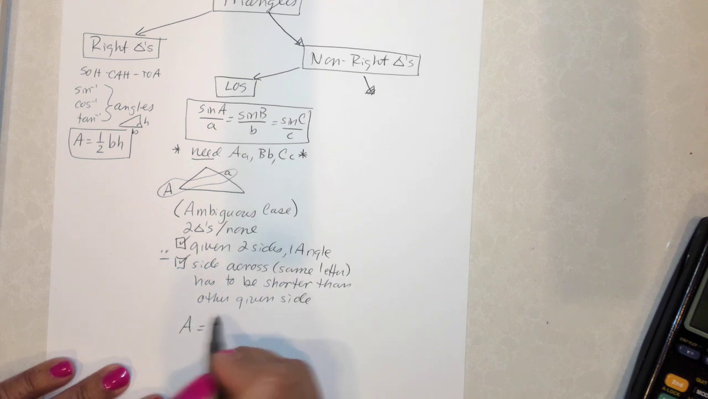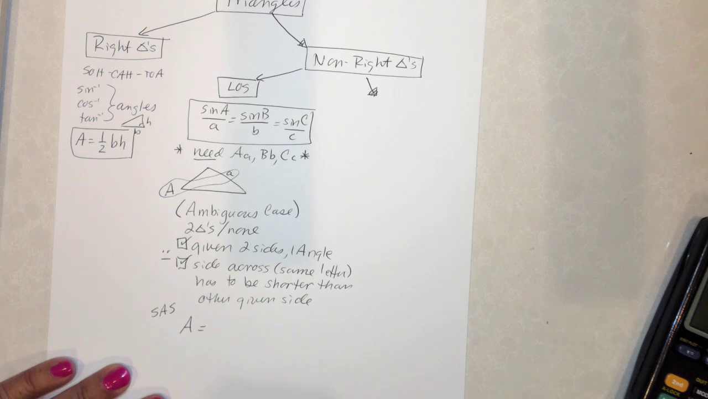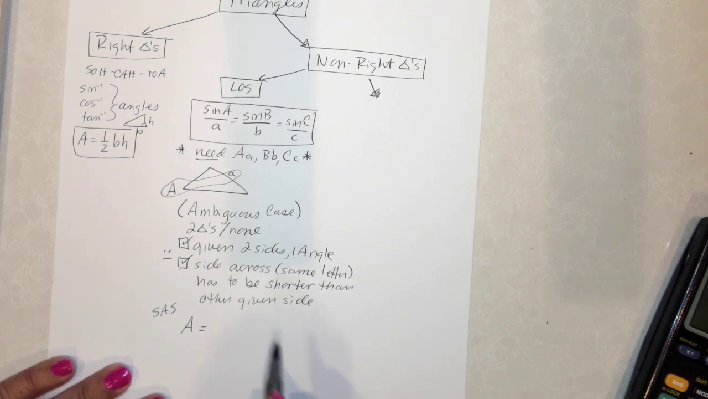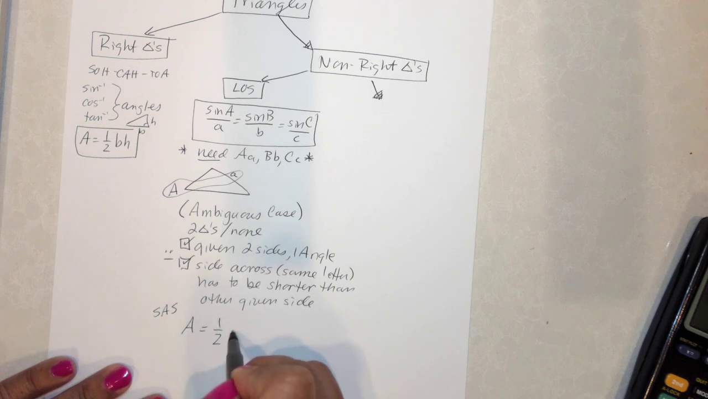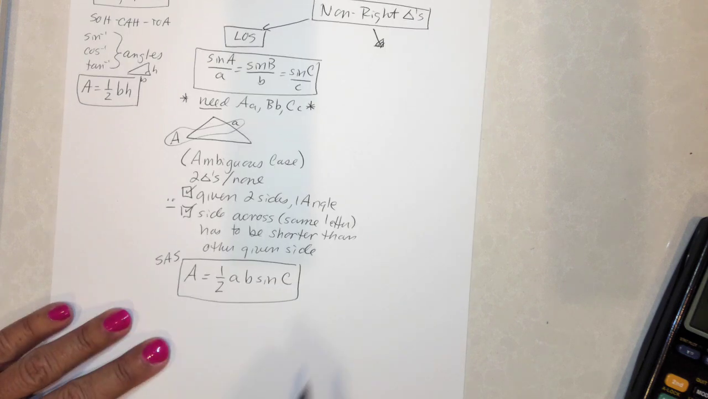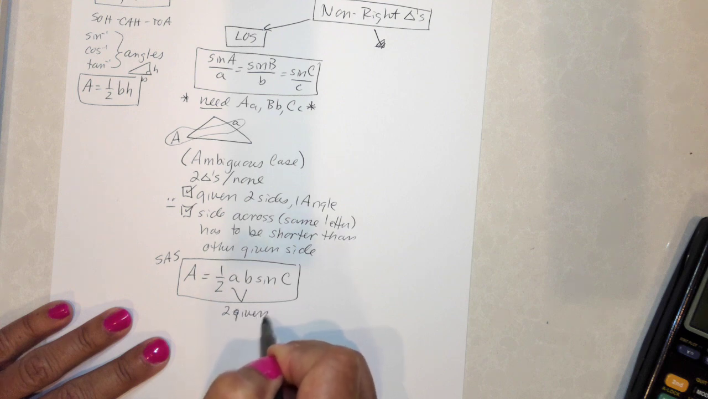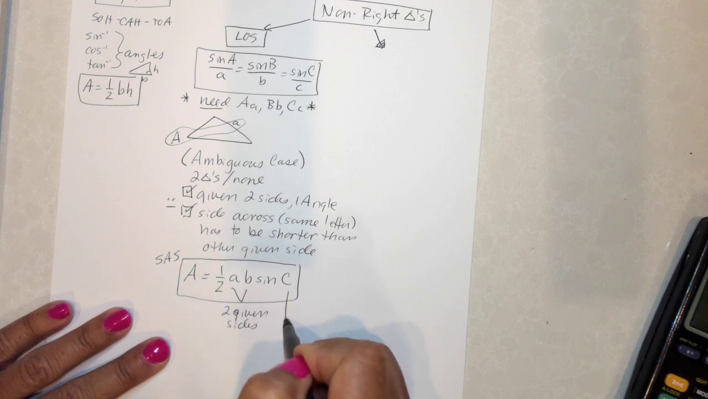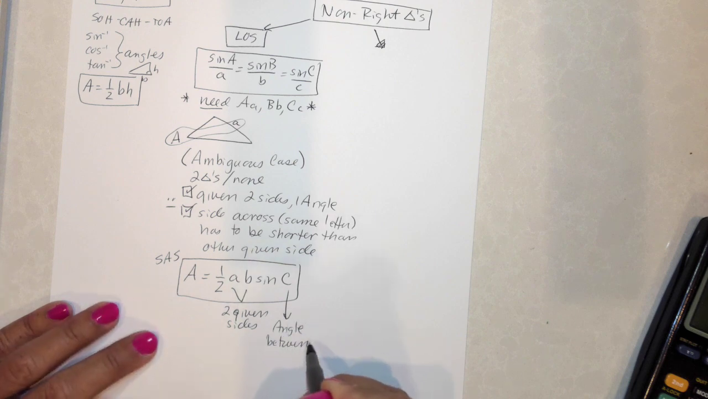Our area formula associated with this one, when we know two sides and an angle, and the angle is the one they form, would be 1/2 A, B, sine of C. And again, don't be obsessed with what A, B, and C are. Just keep in mind that these are going to be the two given sides. And this is going to be the angle between them, not just any random angle. It has to be the one they form.